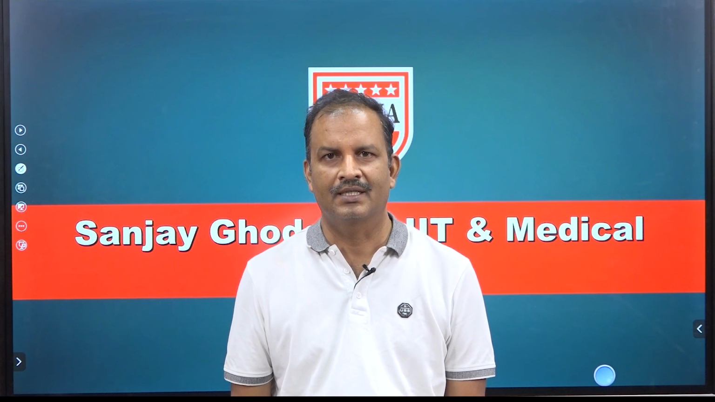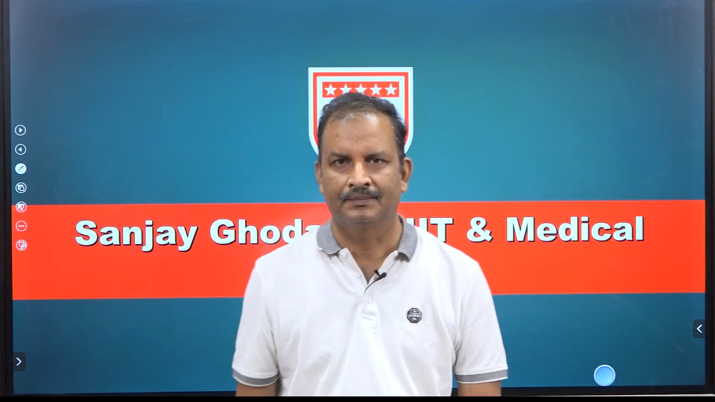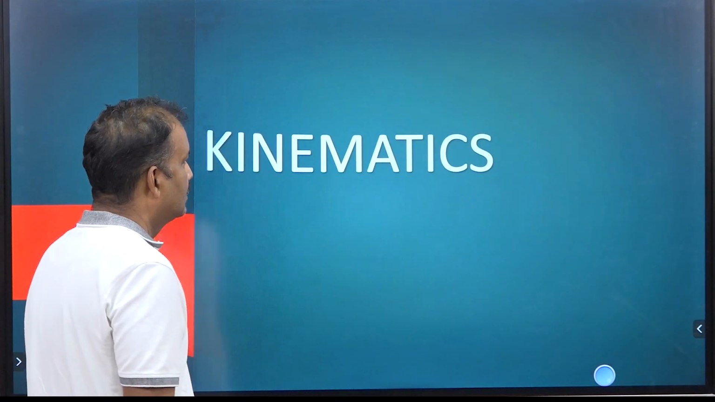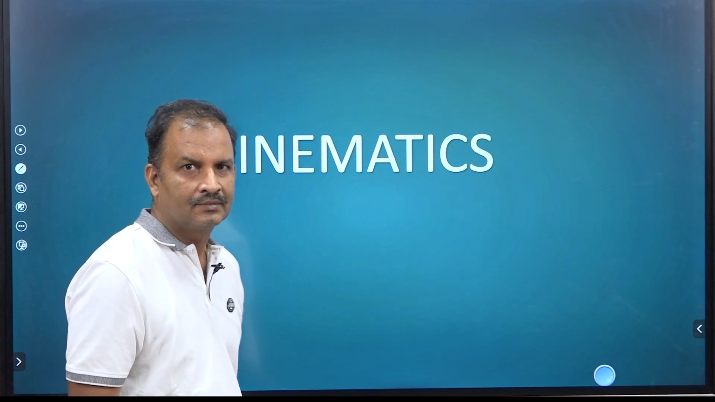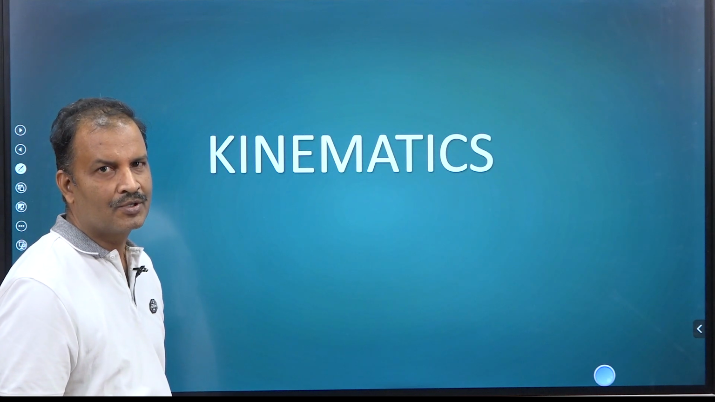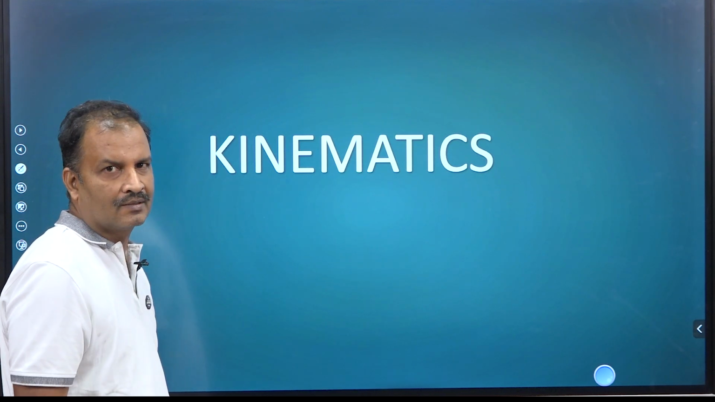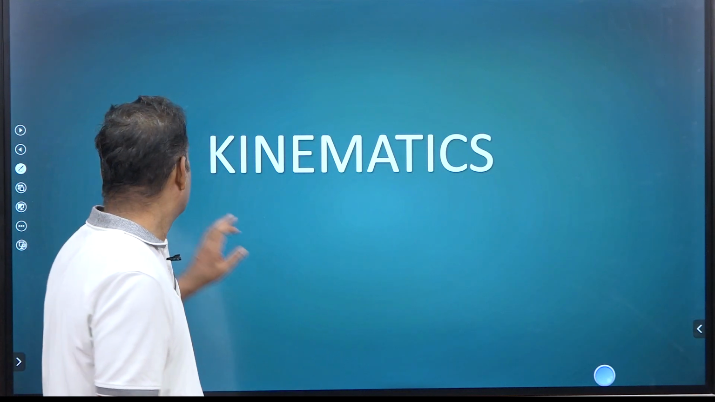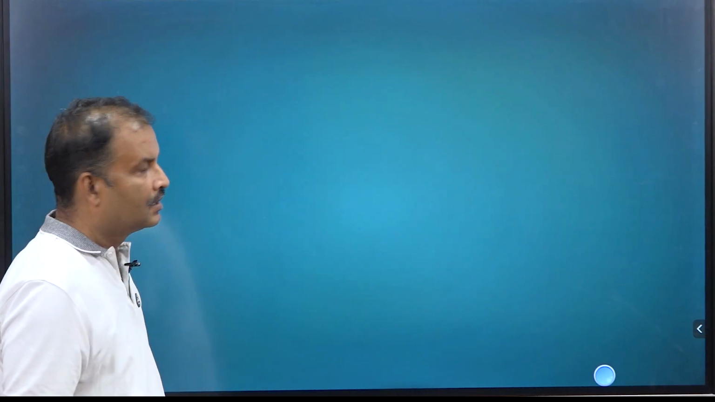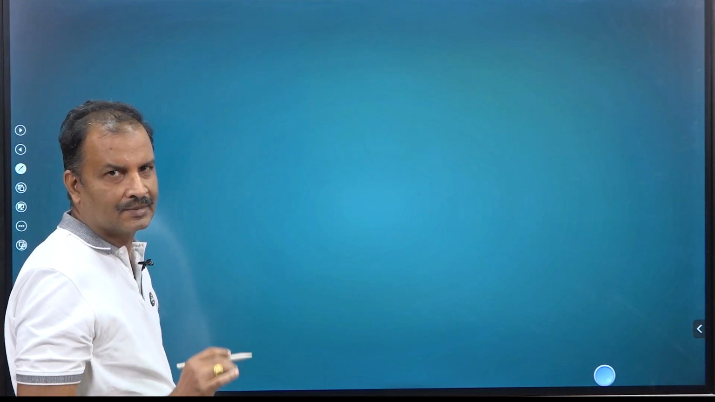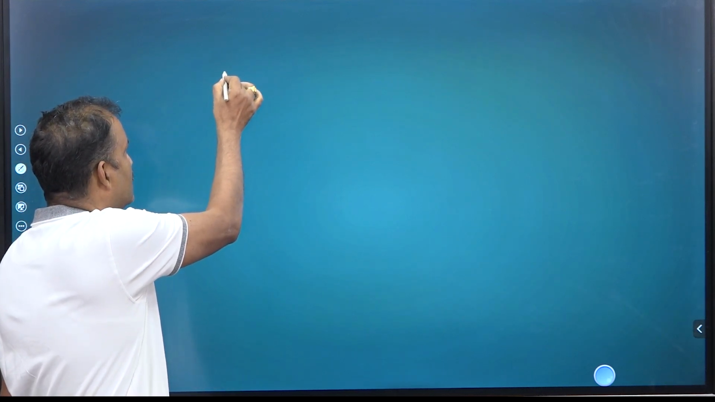Now I am going to teach kinematics. See, in this kinematics, we have to discuss the motion on a straight line. First, motion is a relative term. Body is rest.